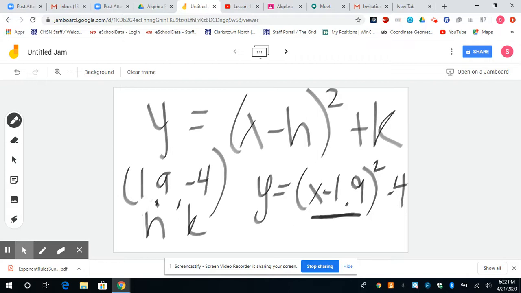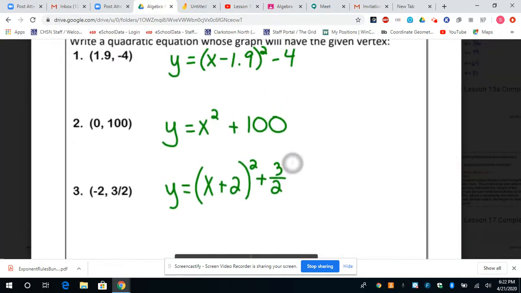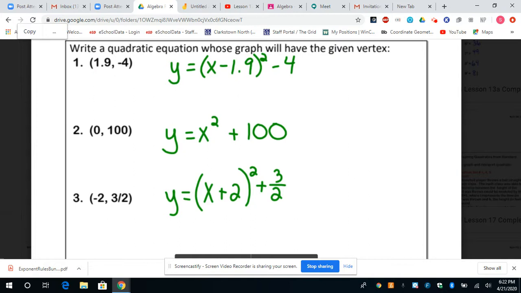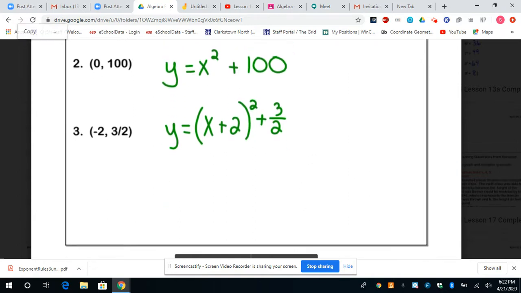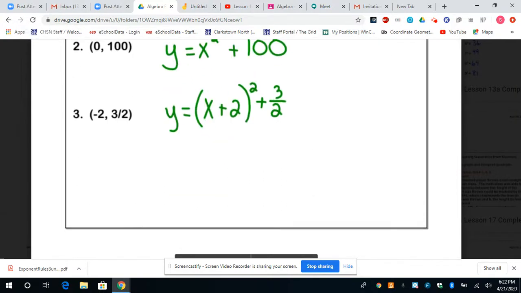Because we plugged in a positive 1.9. Hopefully you see that. You can email me if you have a question. But that's why I say take the opposite when you're stating the vertex, because there's a subtraction sign. Okay, we wouldn't have to take the opposite if it was x plus h. The signs don't change. But since we do have subtraction, the sign's changing. All right, next one. I'm giving you the vertex. Again, you're plugging 0 and 100 in to the original formula to get that quadratic equation.